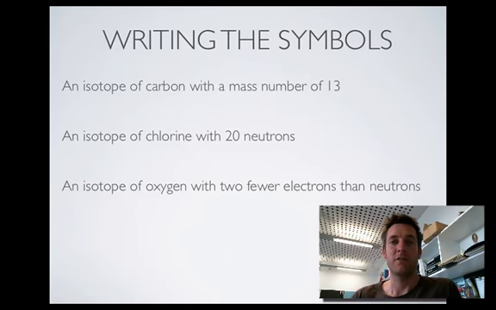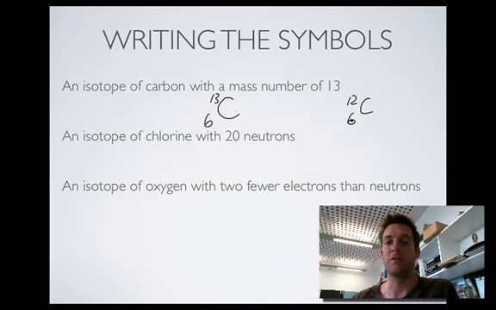And finally, 3 little example problems. Okay, let's write the symbols for the following things. An isotope of carbon with a mass number of 13. Well, the carbon bit shouldn't be too hard. Carbon, if we look it up, always has an atomic number of 6. Okay, this one we're told has a mass number of 13, so it's as simple as that. Okay, the most common naturally occurring isotope of carbon is actually carbon-12. You might have heard the name of that come up in an earlier film.